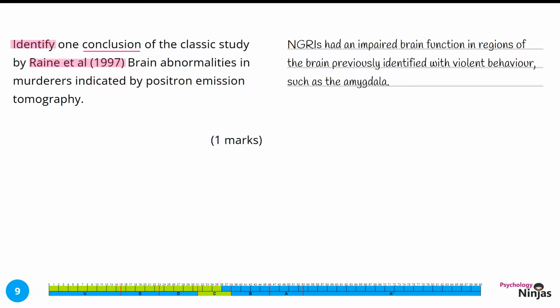NGRIs had an impaired brain function in regions of the brain previously identified with violent behaviour, such as the amygdala. We've clearly identified this in relation to Raine et al. Study with reference to NGRIs, or those found not guilty by reason of insanity. We've got a clear conclusion in terms of the outcome of this study, that regions of the brain previously identified were consistent with the results from Raine et al.